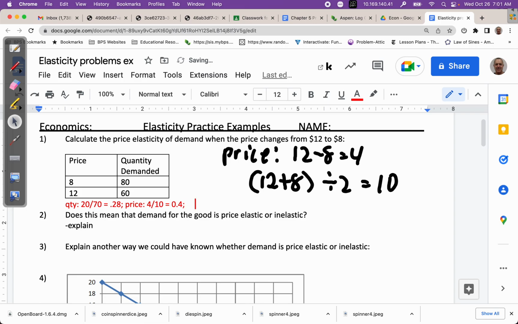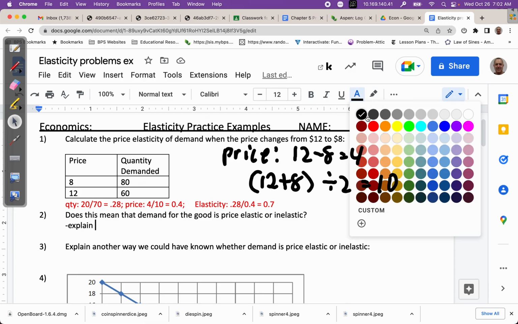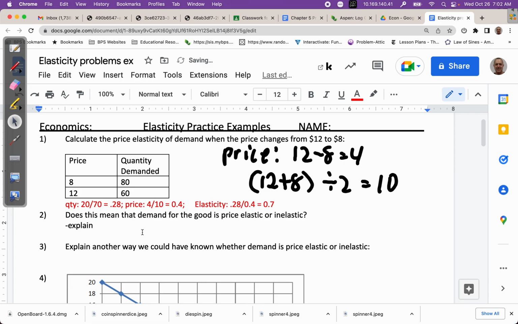All right, final answer is going to be elasticity. Price elasticity of demand is going to be percent change in quantity divided by percent change in price, and 0.28 divided by 0.4 is 0.7. All right. Now, does this mean that demand for the good is elastic, price elastic, or price inelastic? Well, it's less than 1, so it's price inelastic.